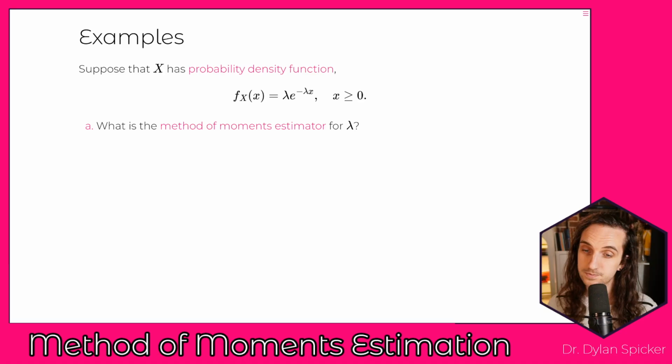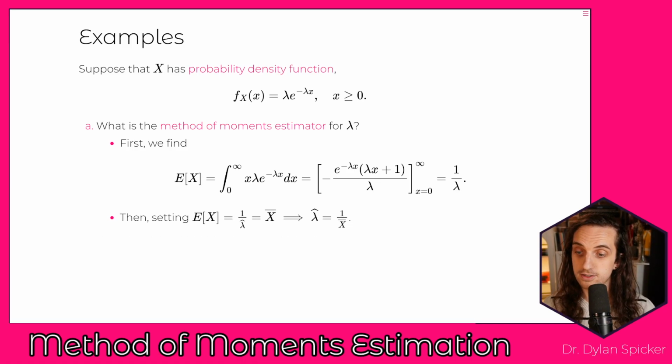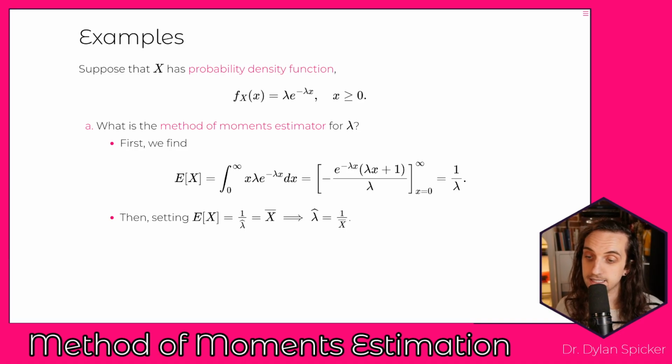So setting this up again, we find the expected value of x is this integral here that solves down to 1 over lambda, right? And so then setting expected value of x equals 1 over lambda hat, which is x bar, then we solve for lambda hat has to be 1 divided by x bar.